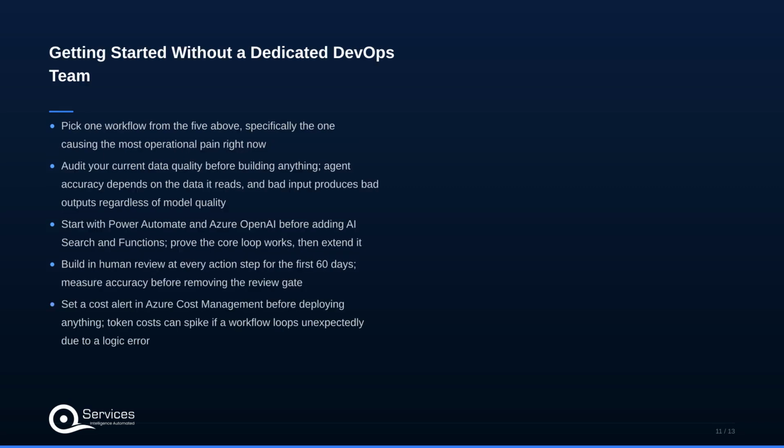Next up, moving on to getting started without a dedicated DevOps team. The honest answer, most SMBs can start without a full DevOps function, but you need at least one person who is comfortable with Azure, whether in-house or through a consulting partner.